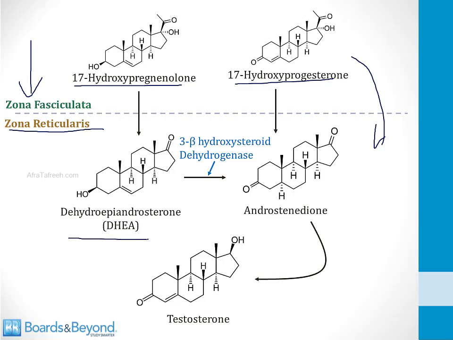17-hydroxypregnenolone can be converted into DHEA. 17-hydroxyprogesterone can be converted into androstenedione. And DHEA can also interconvert into androstenedione by the enzyme 3-beta-hydroxysteroid dehydrogenase. And then finally, androstenedione can be used to make testosterone.